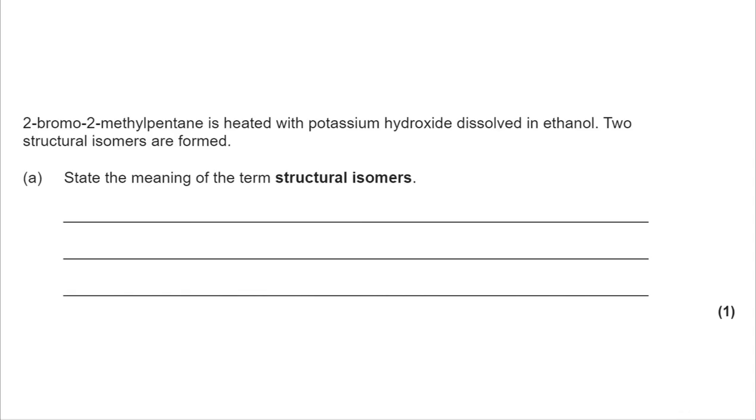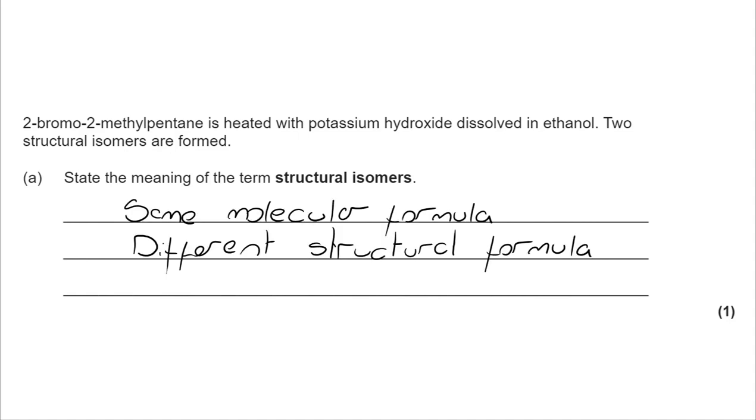So going back to part A, a relatively straightforward question. We need to know what the term structural isomer or structural isomers means. In terms of the definitions with any isomerism, it always takes the same structure. It's same but different. What you've got to recognise is what's the same and what's different. In a structural isomer, it's the same molecular formula but a different structural formula.